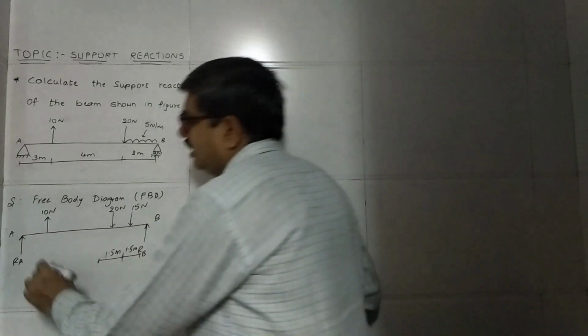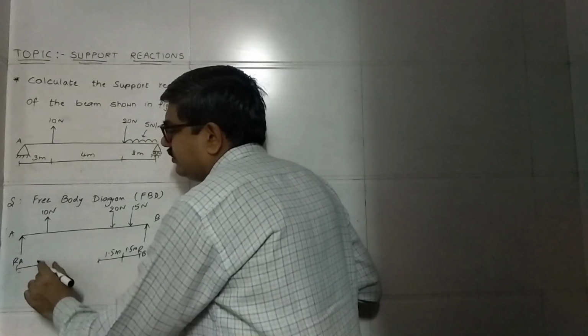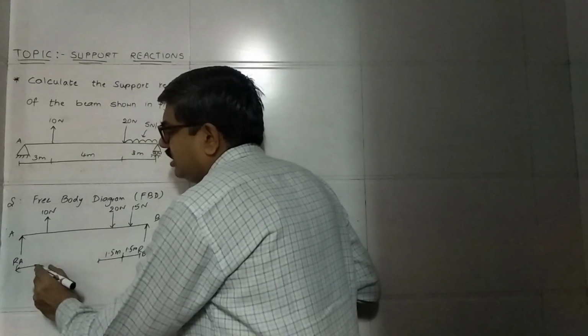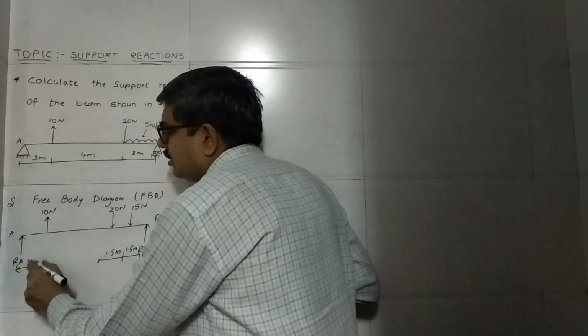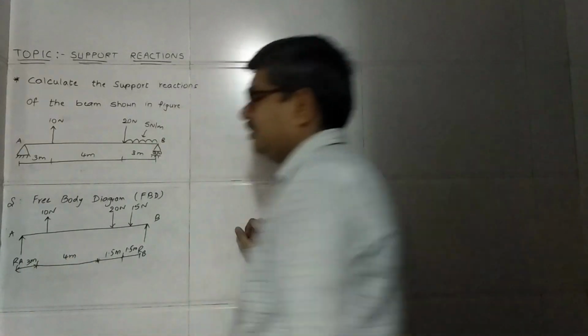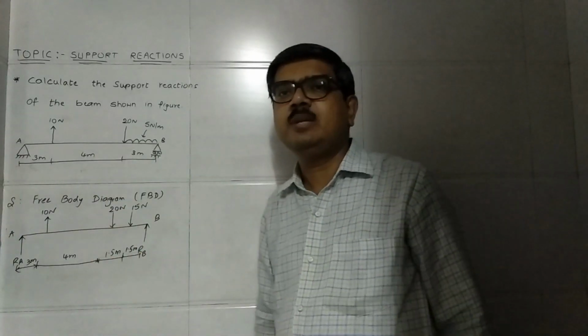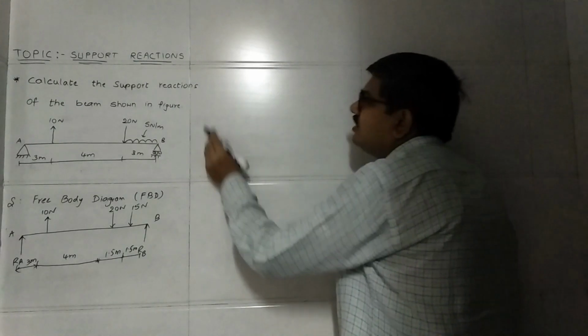Okay, and these distances are, this one is 3 meters and this one is 4 meters. So in this way you will draw the FBD. Now applying the conditions of equilibrium.